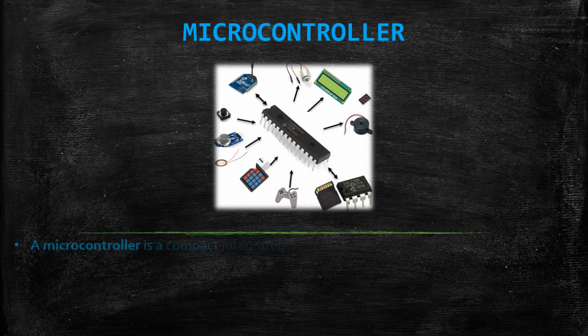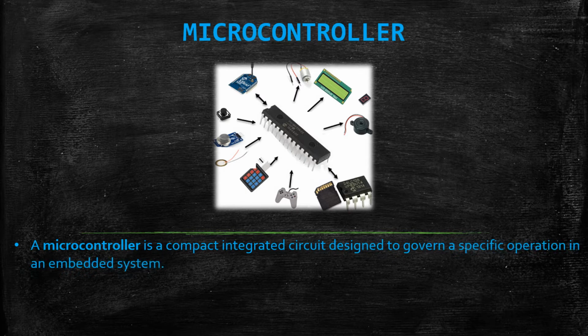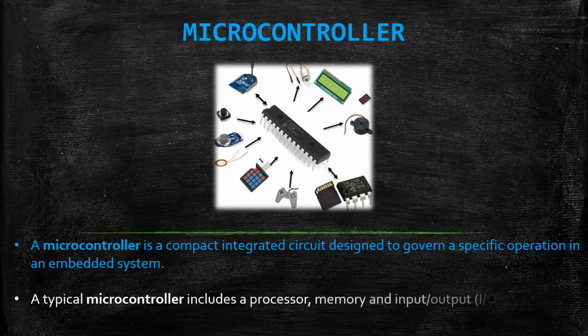So the microcontroller is nothing but a compact IC designed to govern a specific operation in an embedded system, right? So your calculator or your microwave oven, now we have a smart fridge as well, right? All these are the examples in which you can find the microcontroller, and all have some specific task, specific operation to perform, so we call it the microcontroller. A typical microcontroller normally includes a processor, memory, and input-output peripherals.